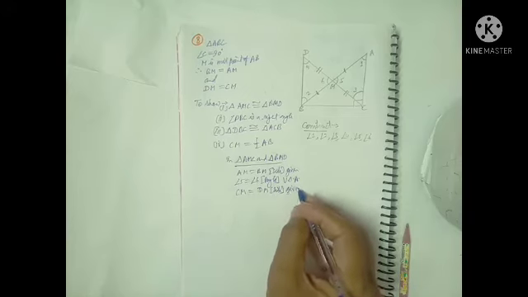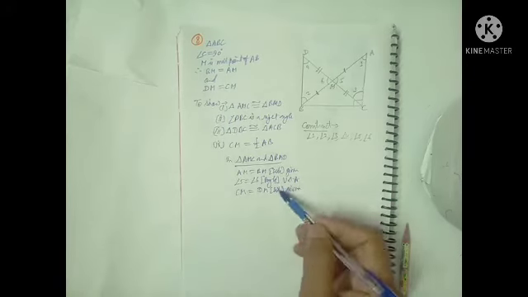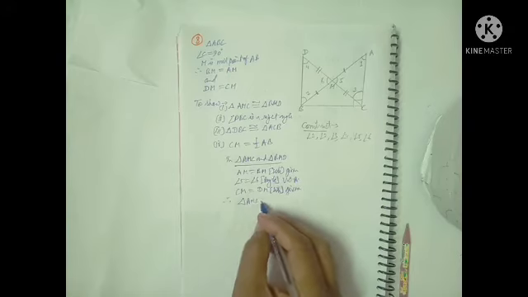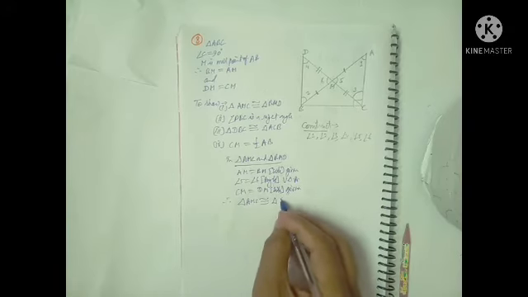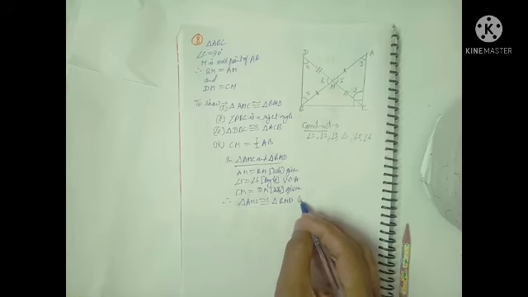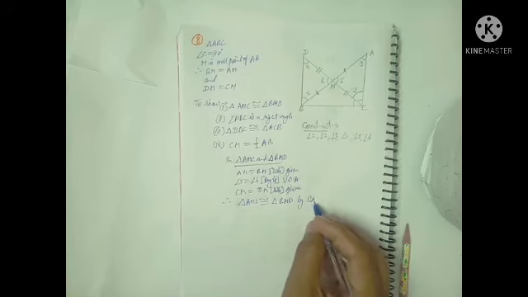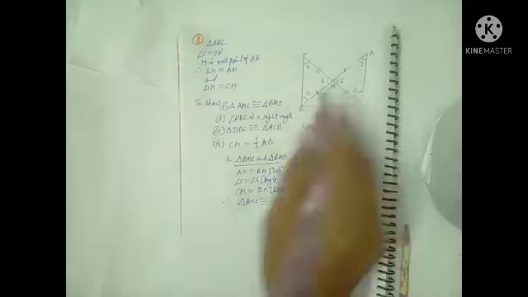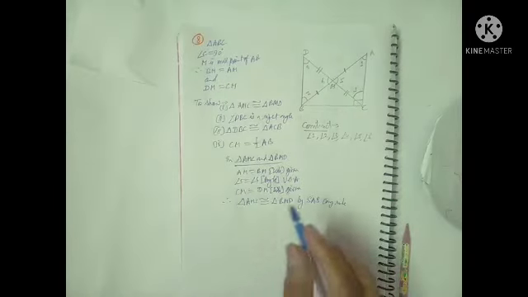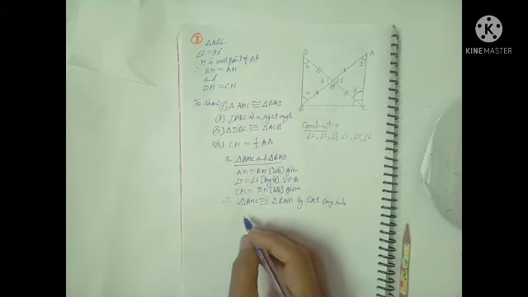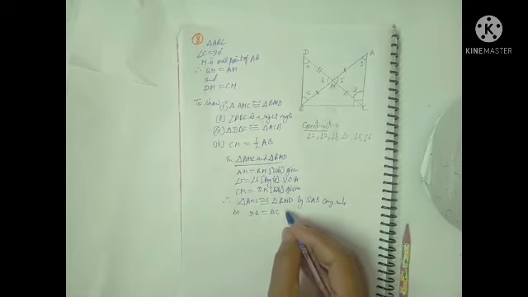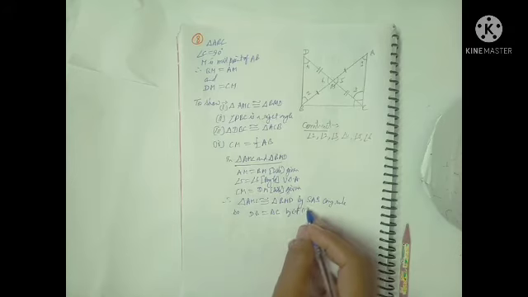Region given. So now what you can observe here? Side, angle, side. Therefore, triangle AMC is congruent to triangle BMD by the SAS congruence rule. Both triangles are congruent by SAS. Therefore, what you can observe by CPCT? DB is equal to AC by CPCT.